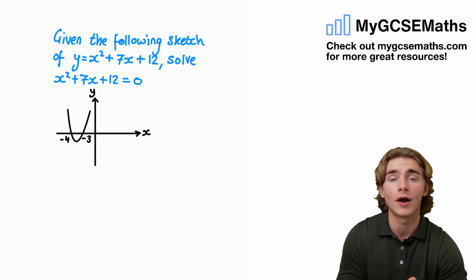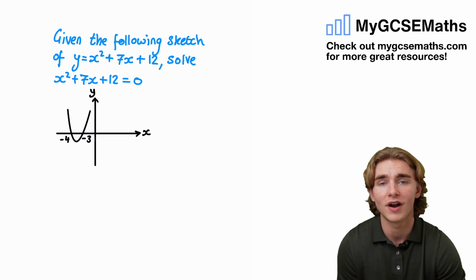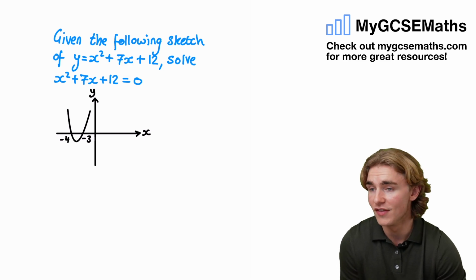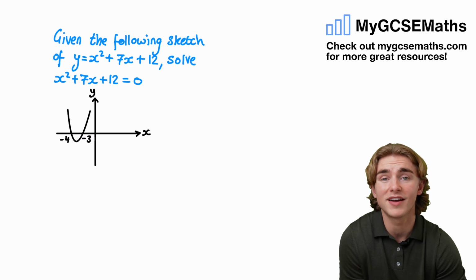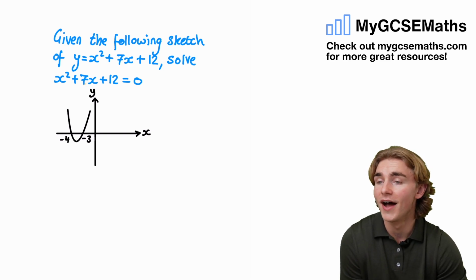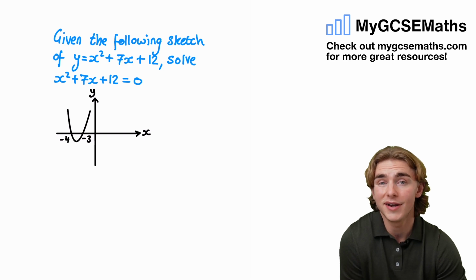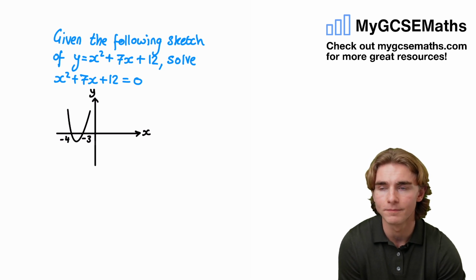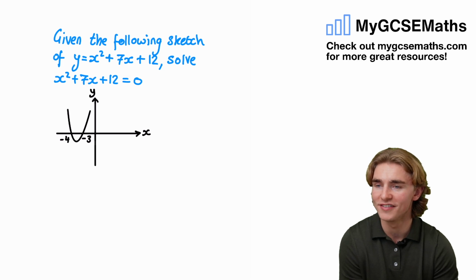Now, we know how to solve quadratics by now. We can use the quadratic formula, we can factorize them, we can complete the square. In this case, x squared plus 7x plus 12, we would probably factorize it. Why? Because it's not too bad to factorize. We could find two numbers which multiply to give 12 and add to give 7, and it really wouldn't be too bad. However, in this example, it does say given the following sketch.